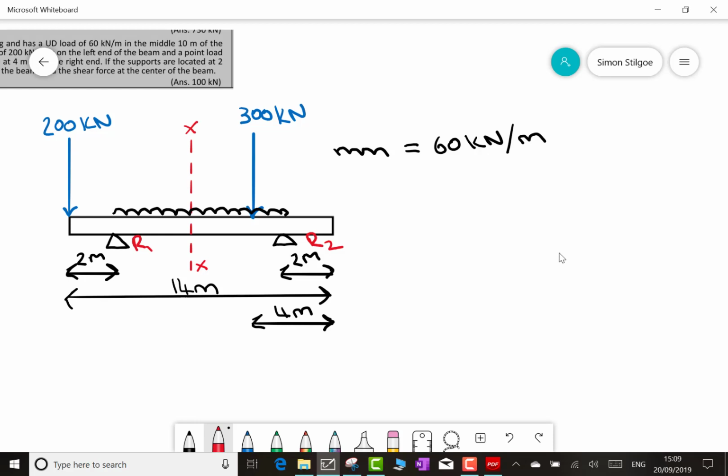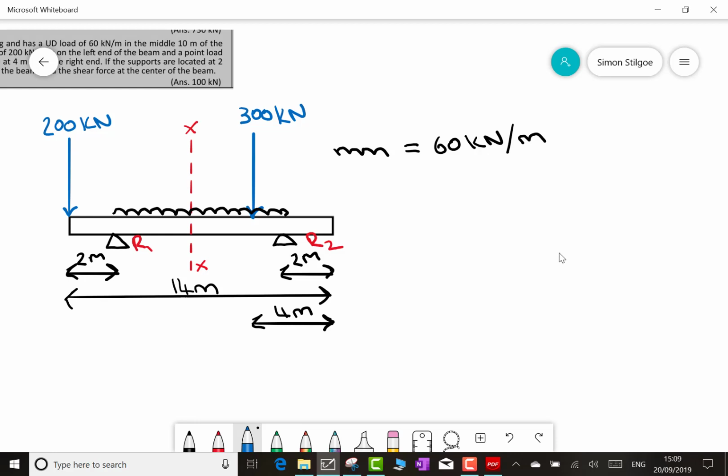This is a great question because we get to practice calculating reaction forces as well as practicing the shear force to get the final solution. So let's start off and get our reaction forces. First of all, we have to decide which side of XX we want to go with, to the left or to the right.